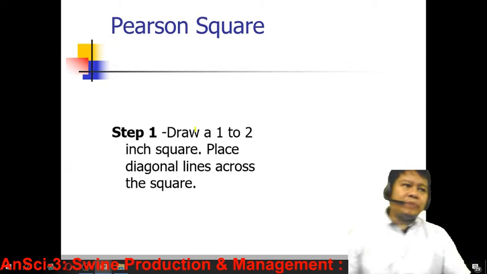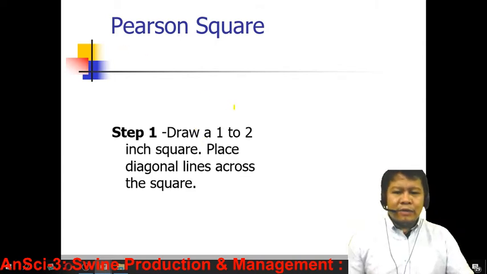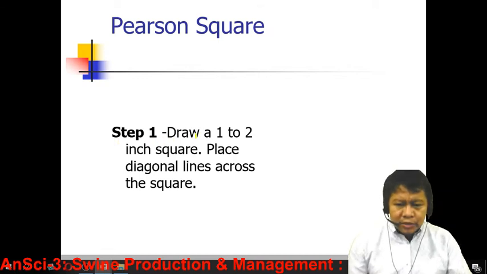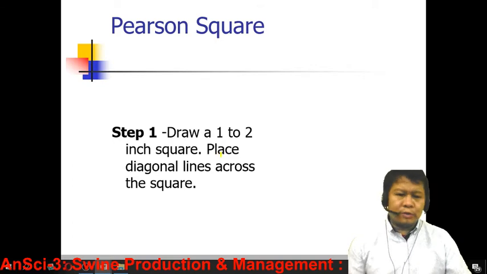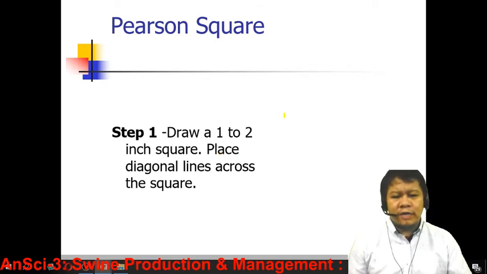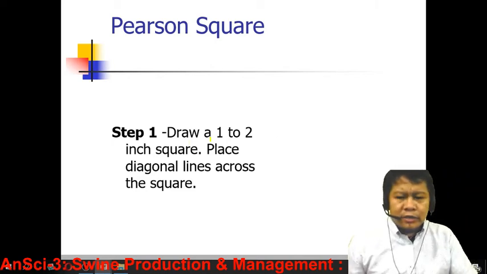Okay, so now, to answer that question, we have to follow the procedure or steps on how to compound feeds using the Pearson square. Number one, draw a 1 to 2 inch square. It doesn't matter what the size of the side of the square is, as long as it is a square, just do it. Again, draw a 1 to 2 inch square, then place diagonal lines across the square.